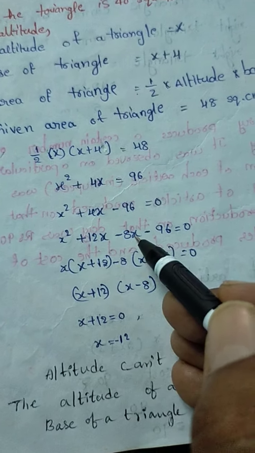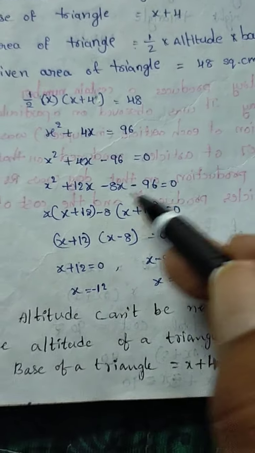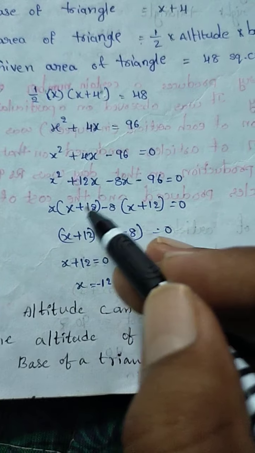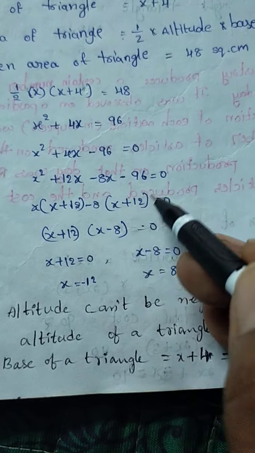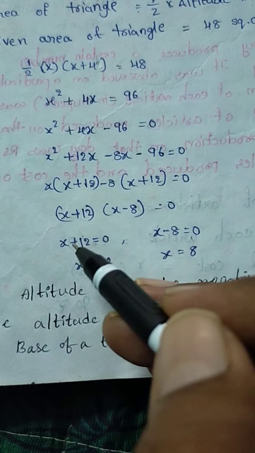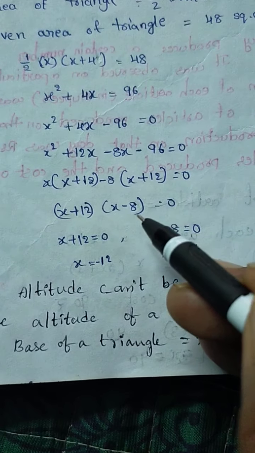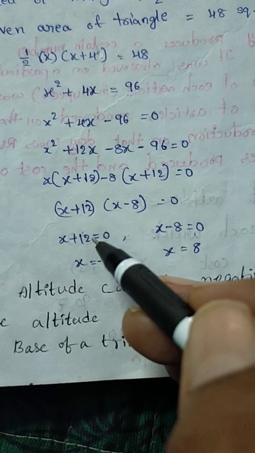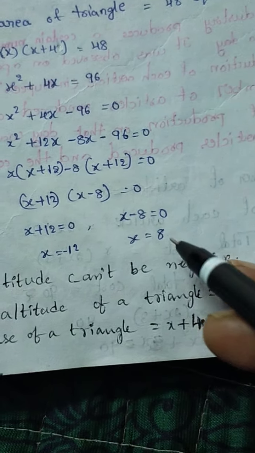So plus 12x minus 8x minus 96 equals 0. X into x plus 12, minus 8 into x plus 12, equals 0. X plus 12 is common, x minus 8 equals 0. So x plus 12 equals 0 or x minus 8 equals 0, x equals minus 12 or x equals 8.